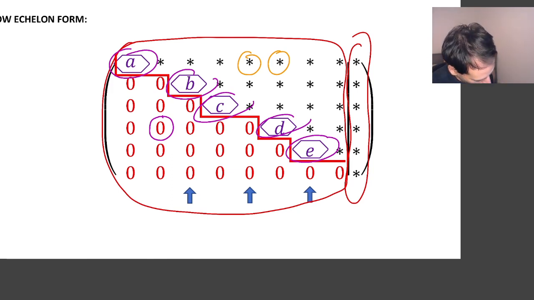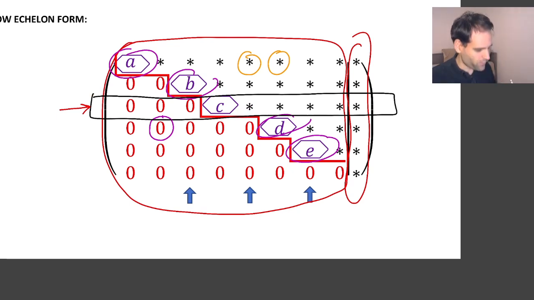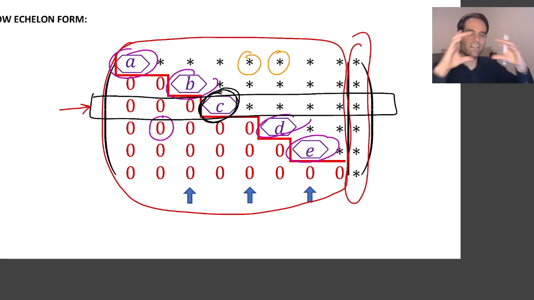Okay, let's take the third row. So this third row starts with 3 zeros, then it has a non-zero number, and then it has something else. I don't know what it is. It might be 0, it might be non-zero, whatever. But the first non-zero number of this row is called the pivot, okay? So since here C is not a 0, because I said that these A, B, C, D, E are non-zero numbers, then this number is the pivot. And I use this hexagon to say that this is the pivot, yeah?